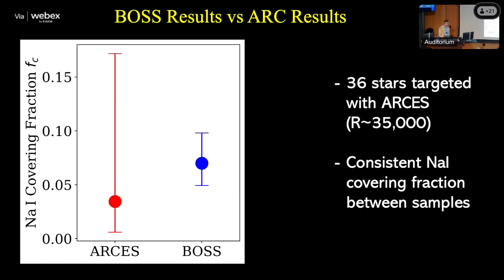And then just comparing the sodium-1 covering fractions, basically just the number of 3 sigma or greater detections of sodium-1 in both the SDSS sample and our high spectral resolution sample from ARCHIES. We find that they're within the uncertainty of each other, so this may be indicative of a consistent covering fraction.